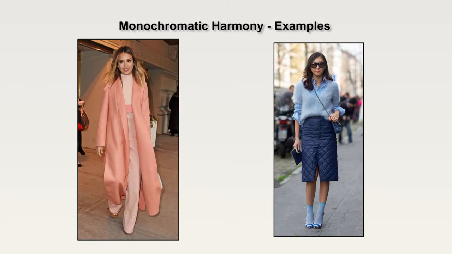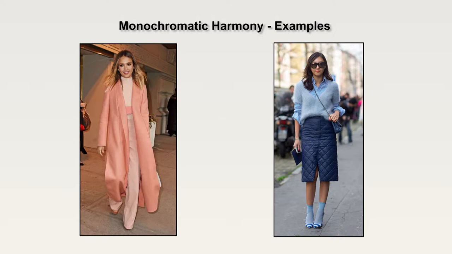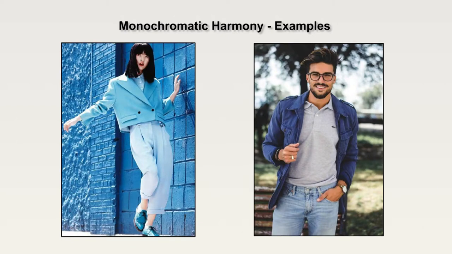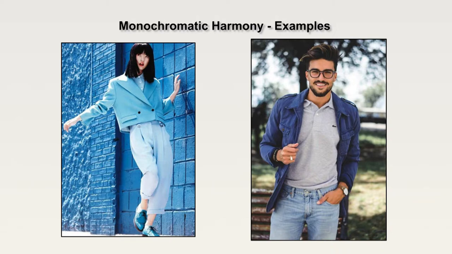The left side shows shades of peach along with its tints and tones. On the right are tints, tones and shades of blue. Take a few moments to observe more examples of this monochromatic harmony. The left shows different hues of blue and the right shows the same in menswear.